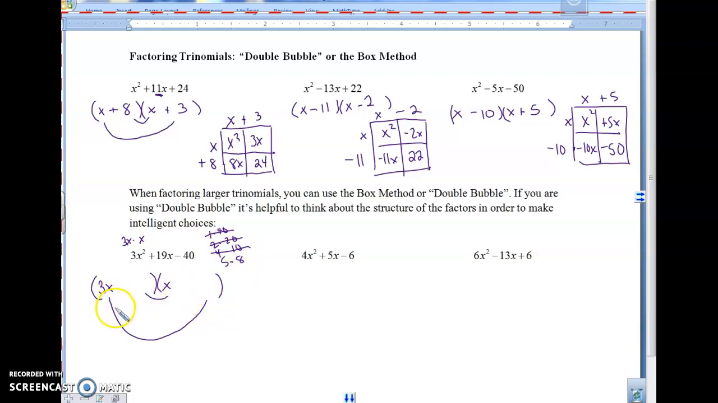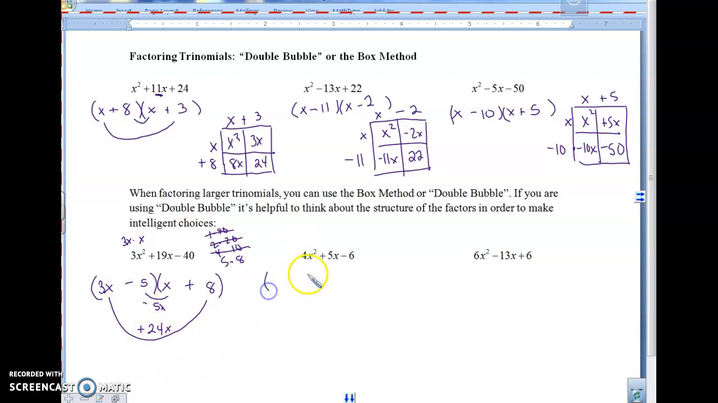Now, if I want this to be 5 or 8, I would have to probably do 8 over here and 5 here, because that gives me 24x and 5x. And to get this to be positive, 24 would have to be positive, which makes the 8 positive, and then minus the 5. So 3x minus 5, x plus 8 to get that to work.